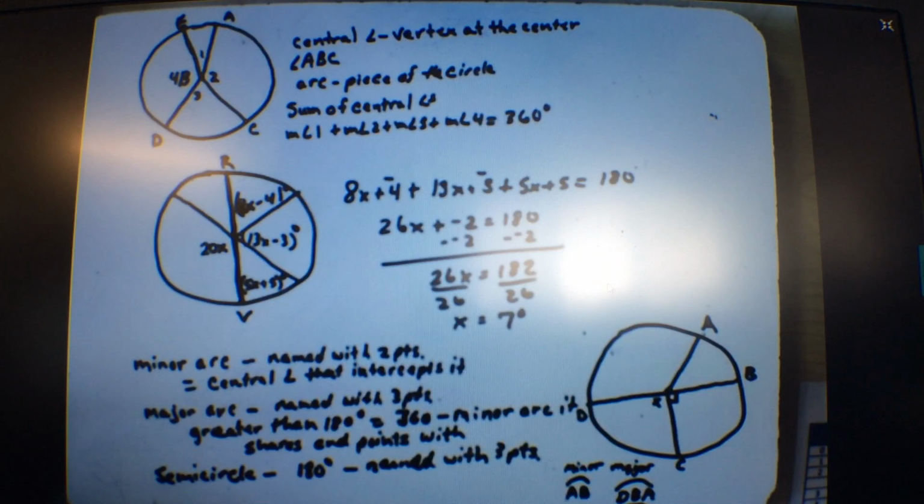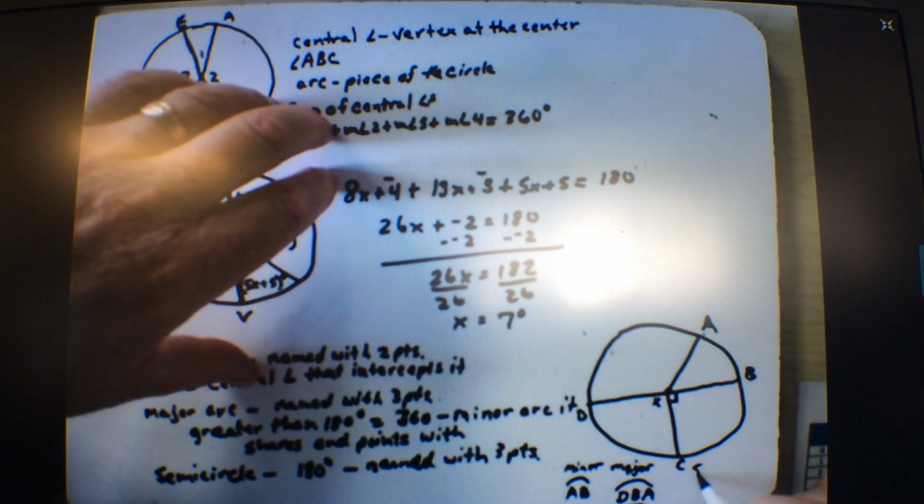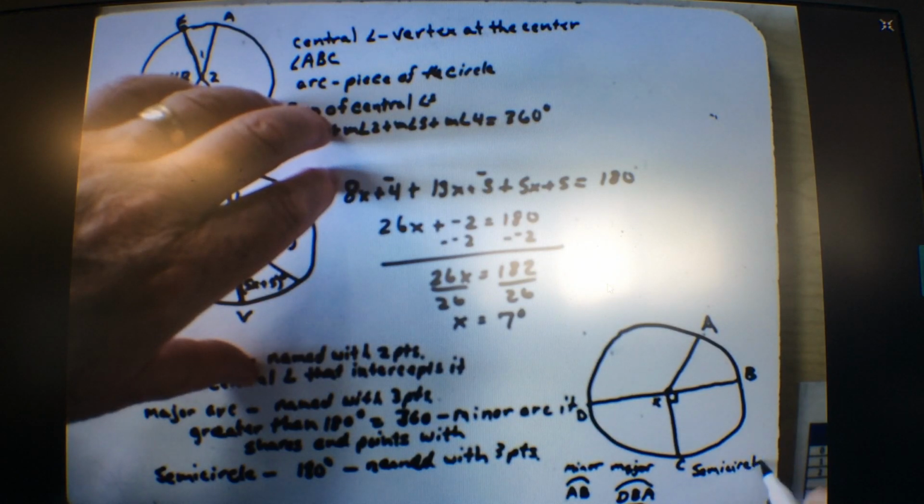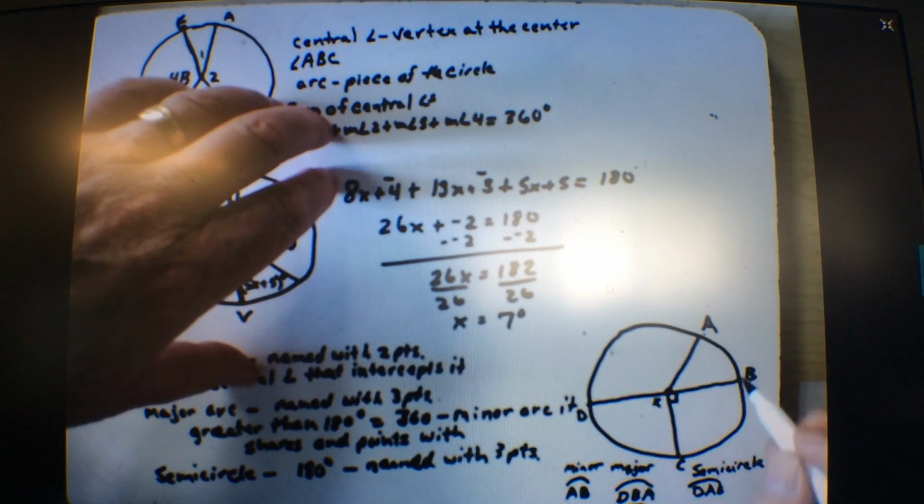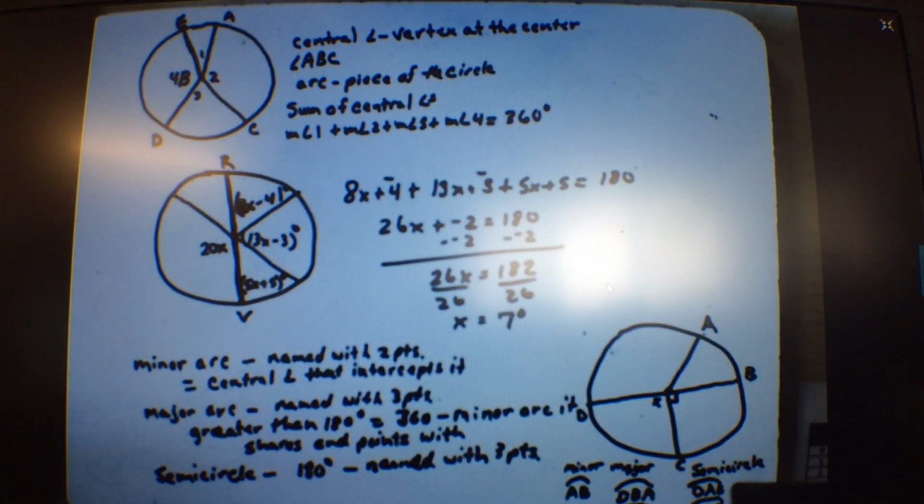Now, if I'm going to name a semicircle, I can name arc DAB, which is this one. And then I also have another one called DCB. You understand? Semicircles and major arcs have to be named with 3 letters.